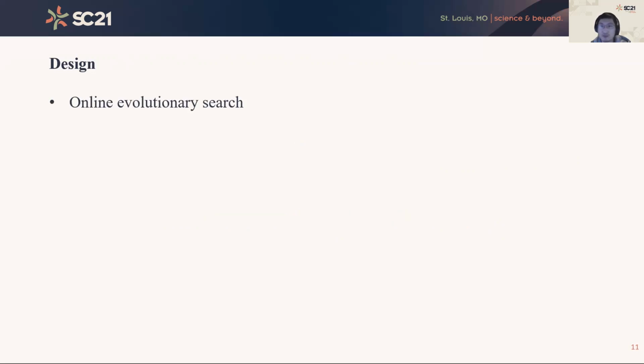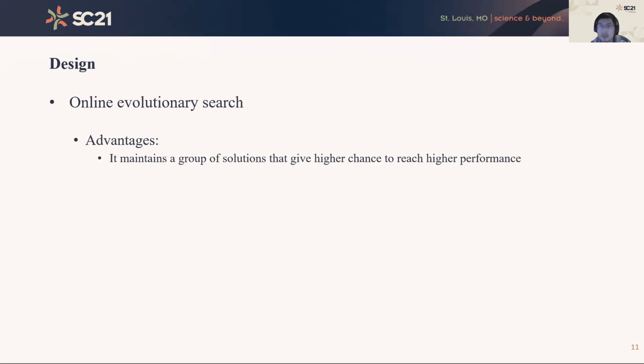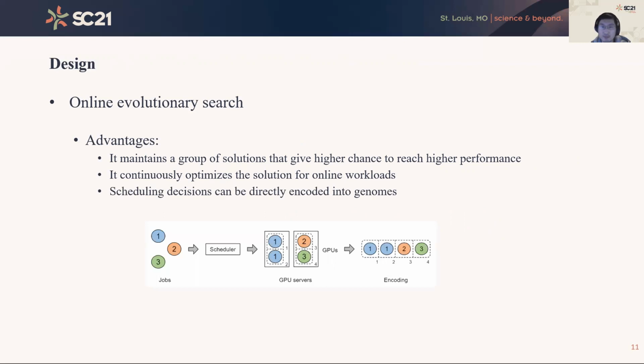We use an evolutionary search to continuously search for the solution. This algorithm is more suitable than greedy strategies because, first, it maintains a group of solutions that give a higher chance to reach high performance. Next, it is able to continuously optimize the solution for online workloads. Besides, scheduling decisions can be directly encoded into genomes, which is the basic form of solutions in evolutionary search.